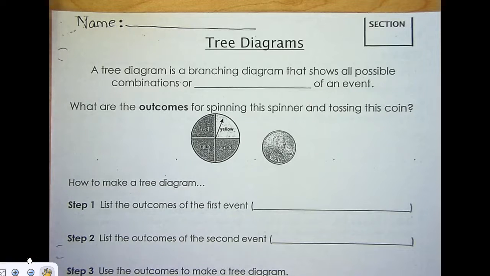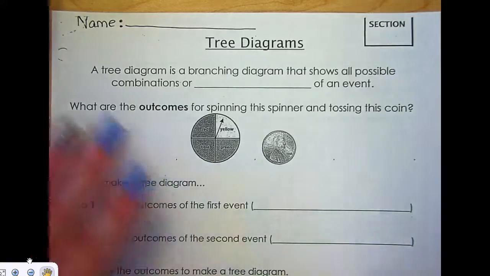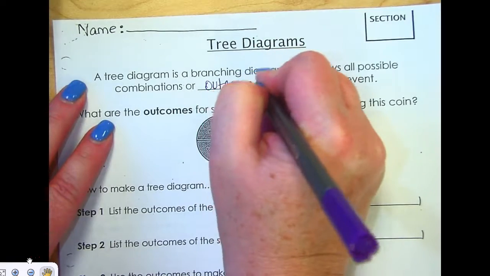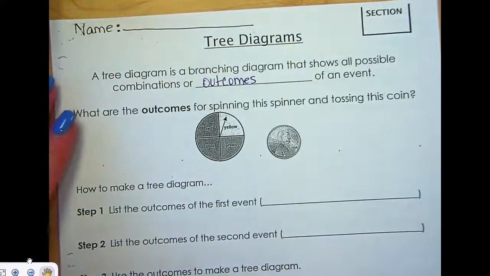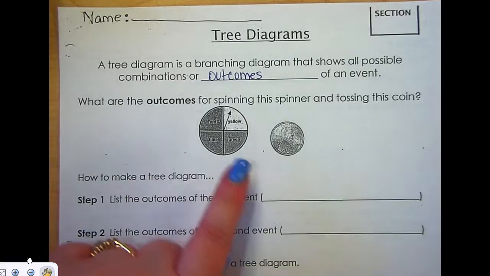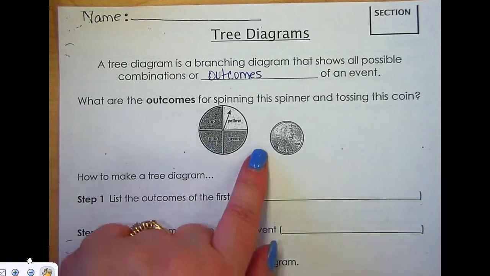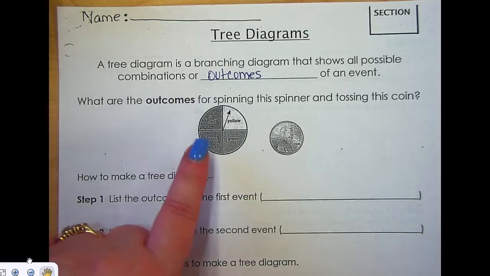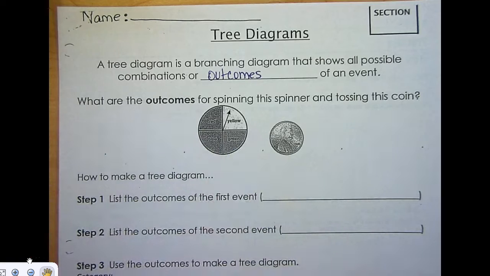A tree diagram is a branching diagram that shows all possible combinations or outcomes of an event. That's your vocabulary word. Outcomes. That's a word you need to know. So it shows all possible combinations or outcomes of an event. So what are the outcomes for spinning this spinner and then tossing this coin? So if you're playing a game and you had to, on your turn, spin this spinner and toss this coin, what are the possible outcomes?